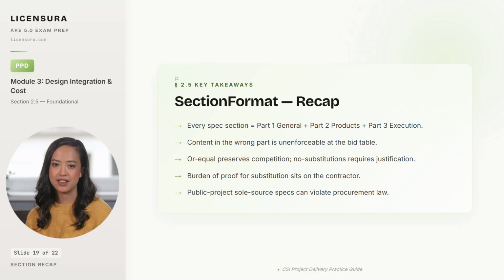And public project sole source specs can violate procurement law and trigger losing bidder lawsuits. So the architect who writes a no substitutions clause on a public project must document the justification carefully or face the resulting claim.